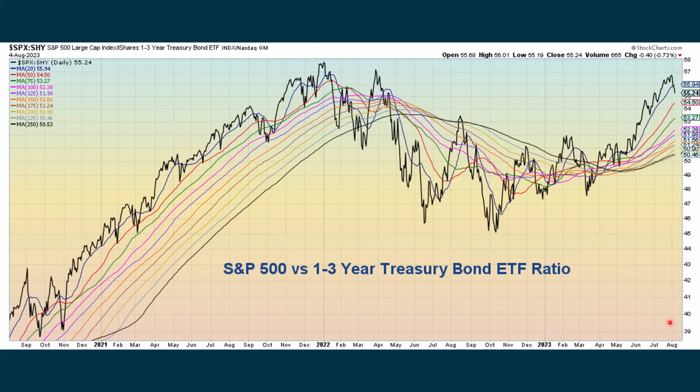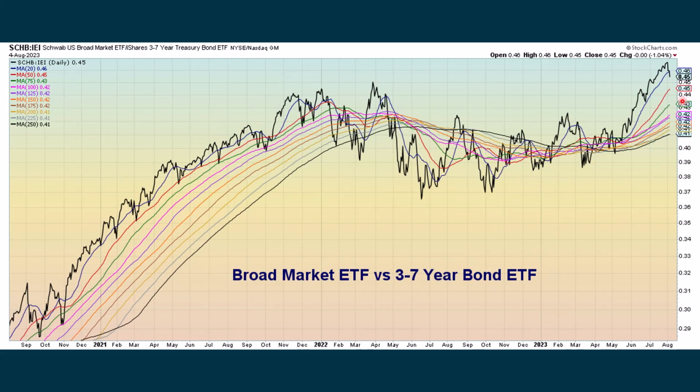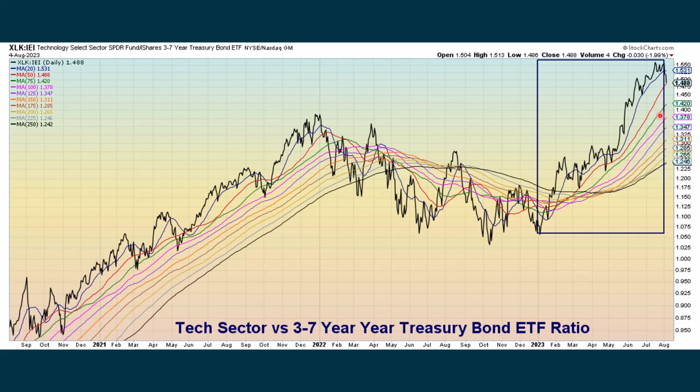The S&P 500 to shorter-term bonds is still in an uptrend, even though this past week we did see a decline. We take a broad market ETF and compare that with further out bonds in the 3 to 7 year range. The ratio did come down, but overall, stocks are outperforming bonds. We look at the tech sector compared to bonds, where tech has been falling a bit, but overall it's still outperforming bonds.